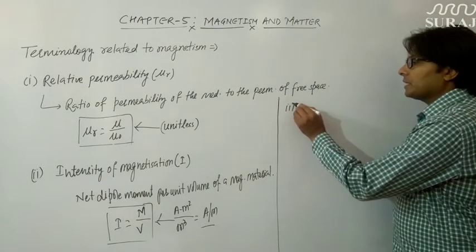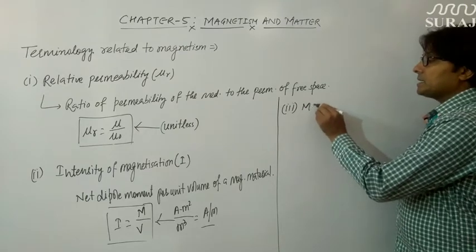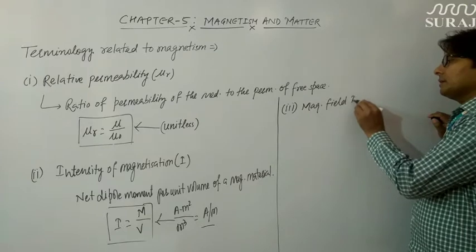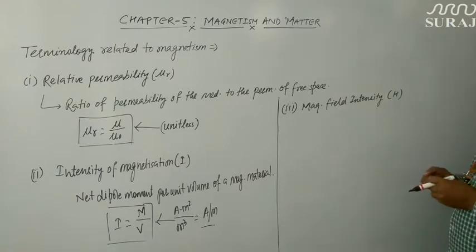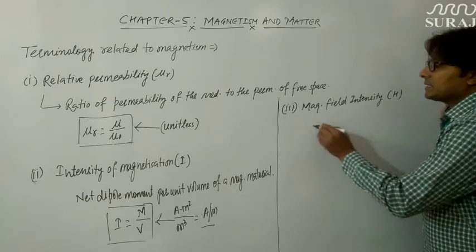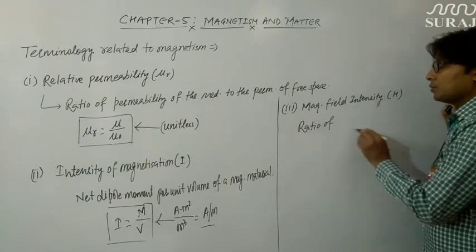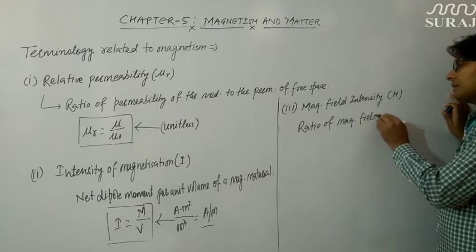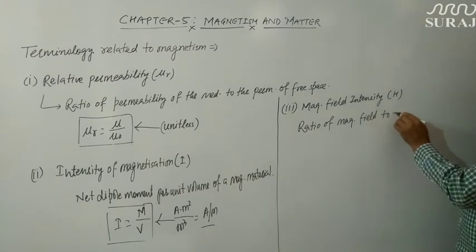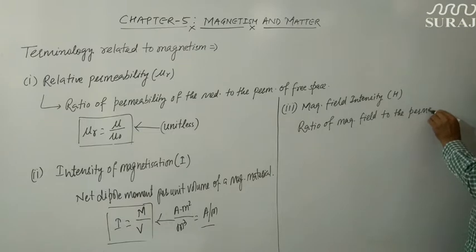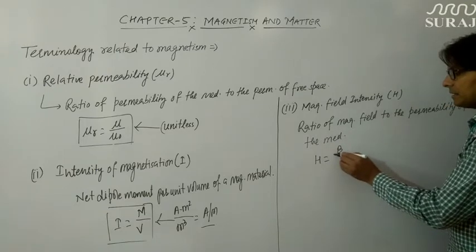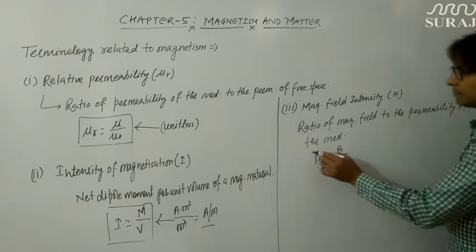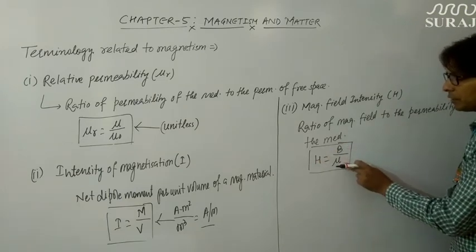The third term we are going to define is magnetic field intensity, and it is denoted by capital H. Magnetic field intensity can be defined as the ratio of magnetic field density, or simply magnetic field, to the permeability of the medium, and the formula would become H is equal to magnetic field divided by the permeability of the medium.